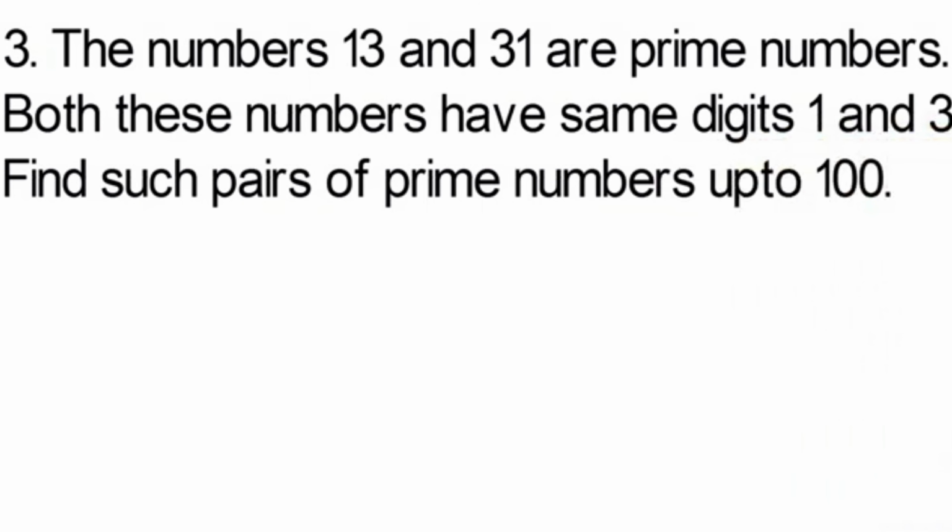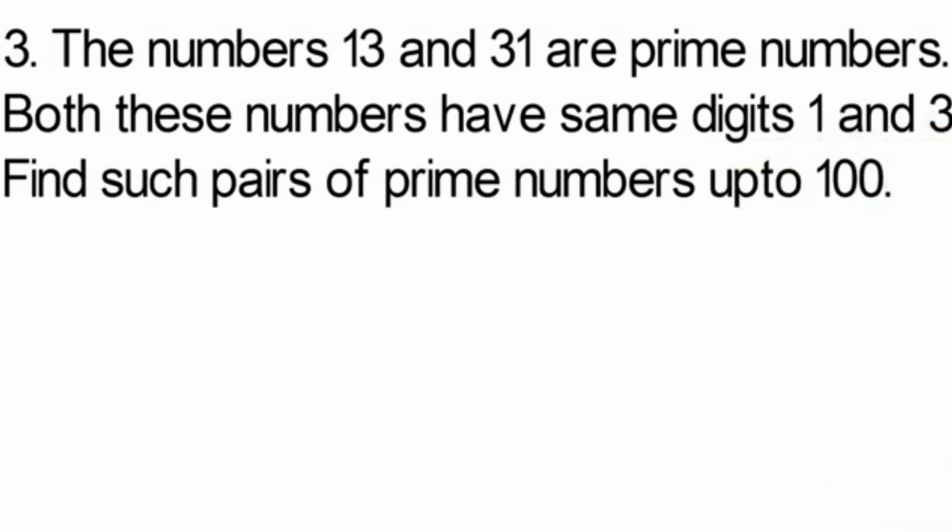Question number 3, we have: the numbers 13 and 31 are prime numbers. They both are prime numbers. Yes, both these numbers have the same digits 1 and 3. Find such pairs of prime numbers up to 100. It means we have to make pairs of numbers which should always be prime, but only up to 100. So let's start.